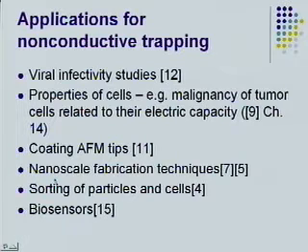Malignancy of tumor cells, how bad these tumor cells are, because that is related to their electric capacity. Or then there was one example where we saw they coated AFM tips with nanodiamond by alternating using positive and negative dielectrophoresis. And there's all sorts of other nanoscale fabrication techniques that you can use. You could also use this to sort particles.